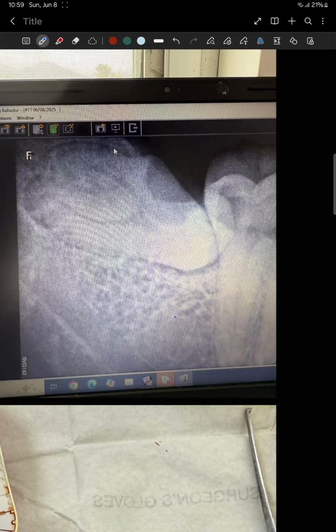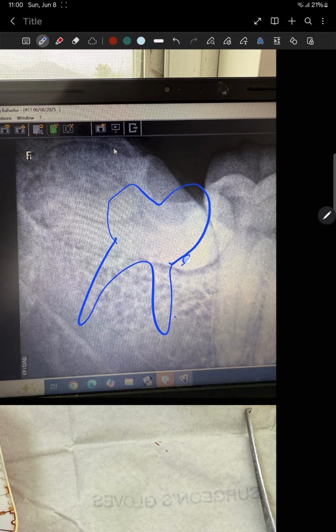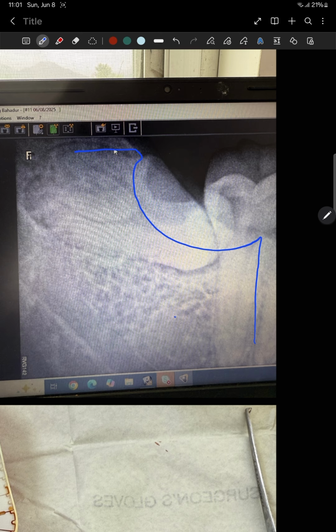What will be the approach for this extraction? Unlike mesioangular impaction, we cannot create a purchase point on the mesial half and simply lift this tooth up. Since the tooth is horizontally impacted, we have to section this tooth. So we reflect a full thickness periosteal flap in this region.